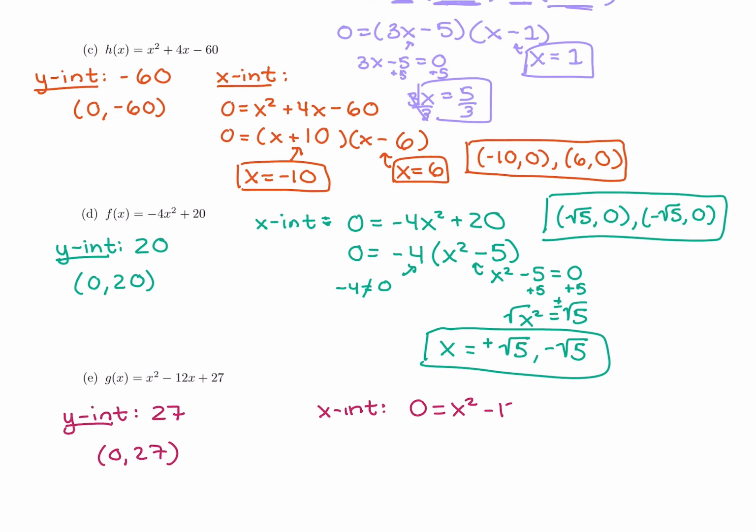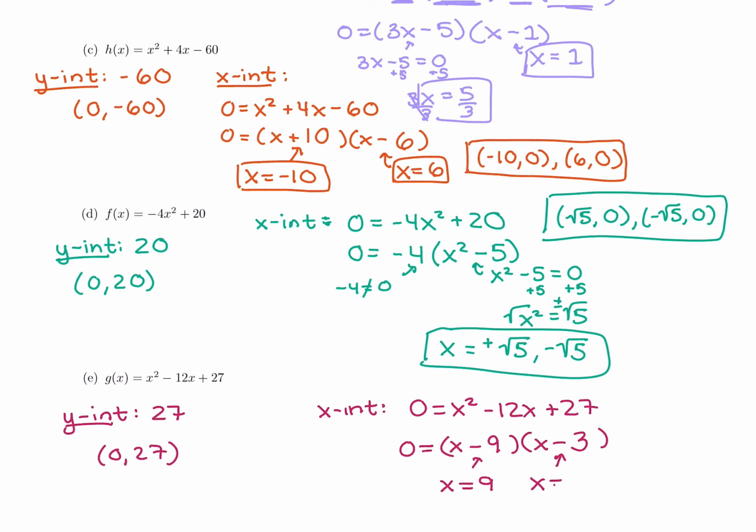You have x squared minus 12x plus 27. I want to multiply to be a positive 27, so I either have two positives or two negatives, would multiply to be a positive. This one has to be two negatives, though, because we want to add up to be a negative 12. So I would have -9 times -3 would be positive 27, but add up to be negative 12. What makes x minus 9 0 would be a positive 9.